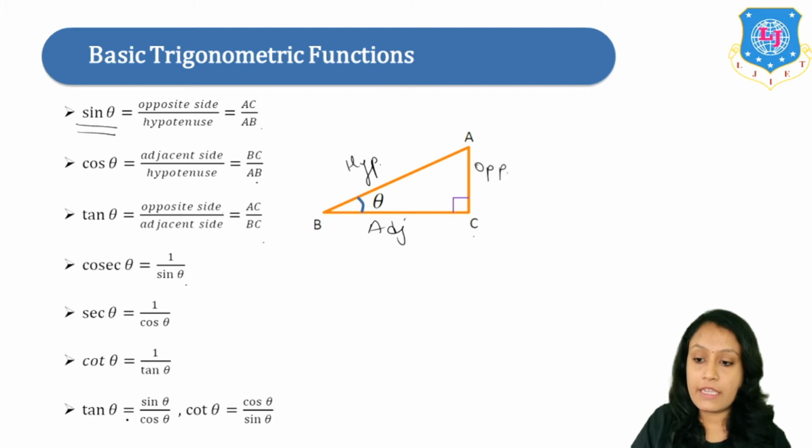Now tan theta we can write in terms of sin and cos as sin theta upon cos theta, and cot theta is cos theta upon sin theta. So you have to remember all these things.